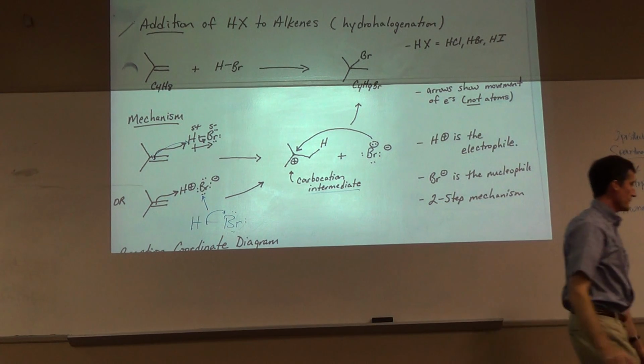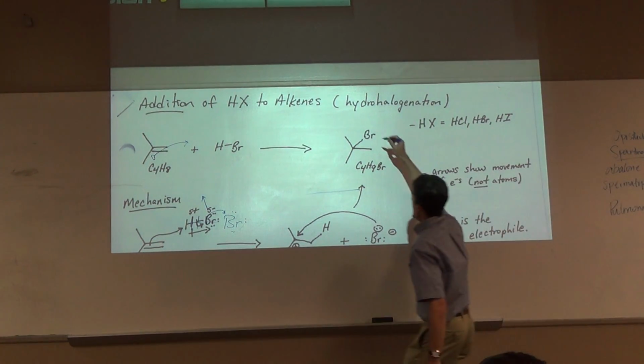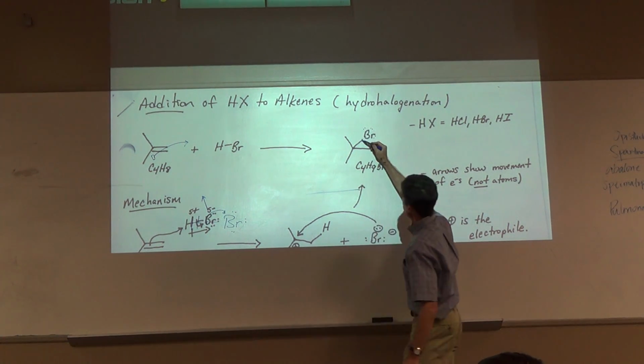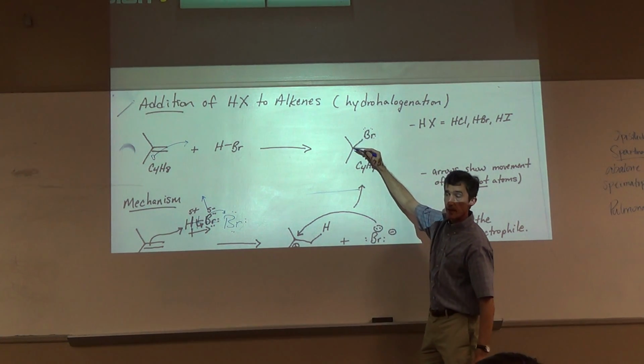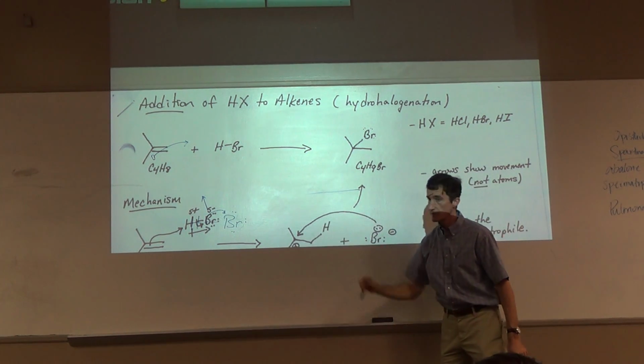The bromine has how many lone pairs at the very end? 3. Only 3, because the other lone pair is now doing what? It's actually now bonded to carbon, as we illustrated with this arrow here. These electrons bond to carbon.